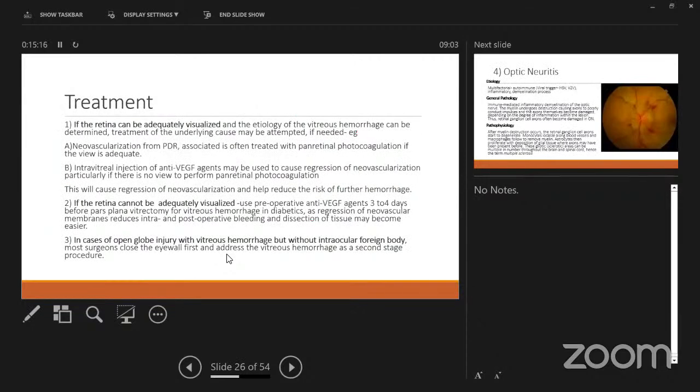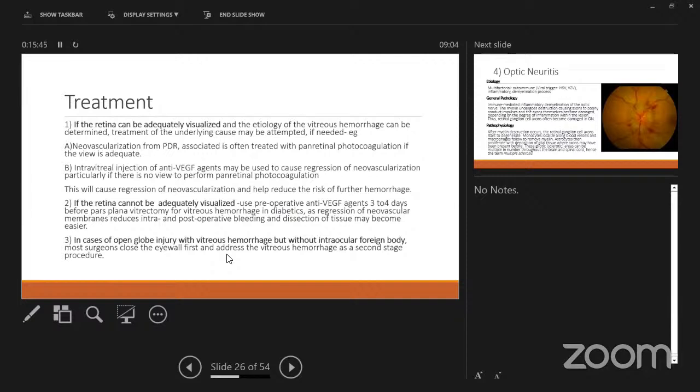Treatment: if the retina can be adequately visualized and the etiology of vitreous hemorrhage can be determined, then for neovascularization from PDR we can attempt panretinal photocoagulation, that is PRP, or we can give intravitreal anti-VEGF injections, depending upon the state of neovascularization. If the neovascularization is raised and there is surrounding fibrosis, we generally do not prefer anti-VEGF agents because they can cause traction. So in such cases, first we perform the laser.